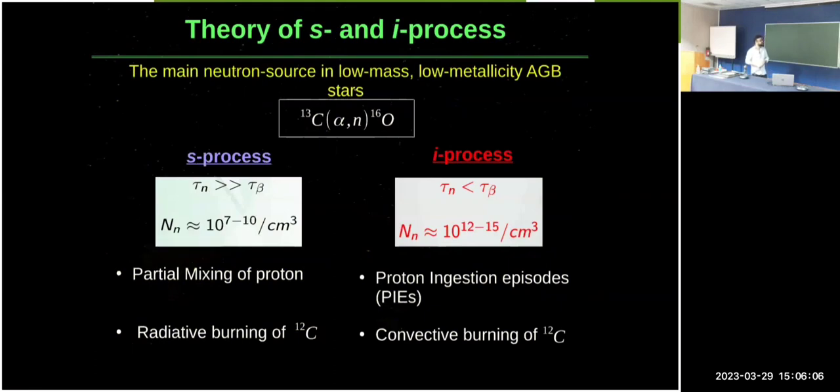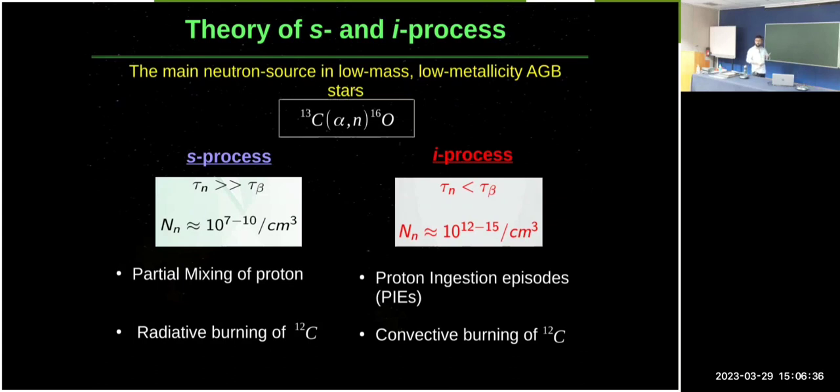So this is the neutron source for low-mass, low-metallicity AGB stars, where carbon-13 captures an alpha and produces oxygen-16 and a neutron. But for the production of carbon-13, we need carbon-12 to capture a proton, or hydrogen. But the intershell region is devoid of hydrogen. So in models, there are two proposed mechanisms. One is partial mixing of protons, and one is proton ingestion episodes.